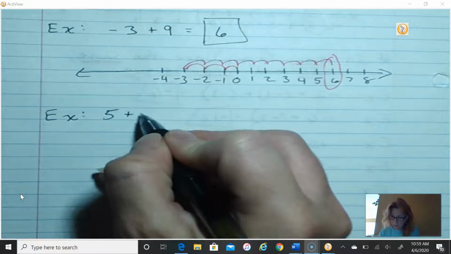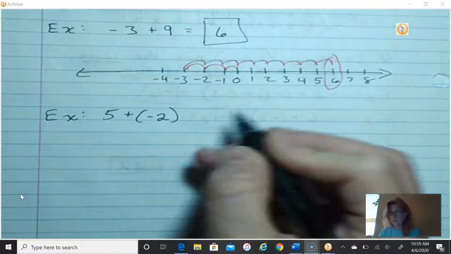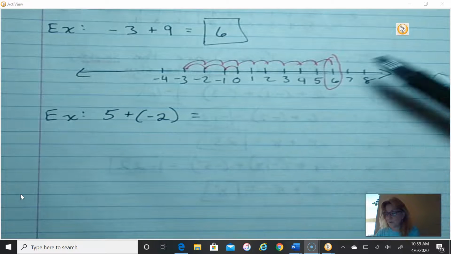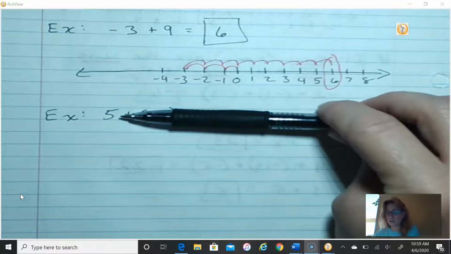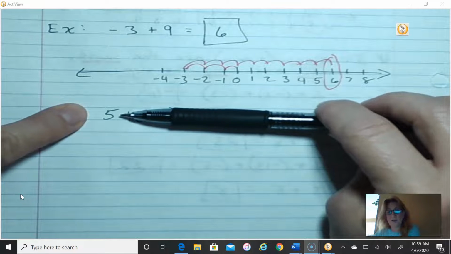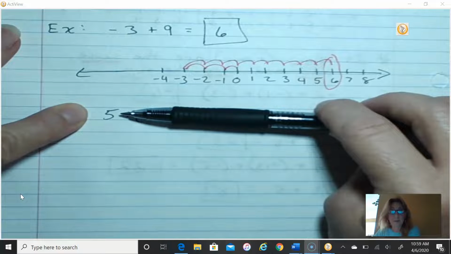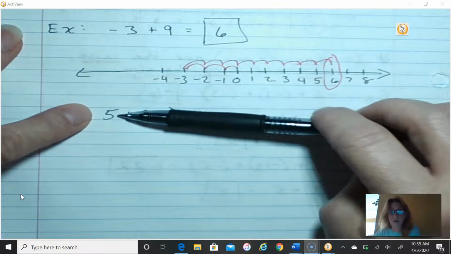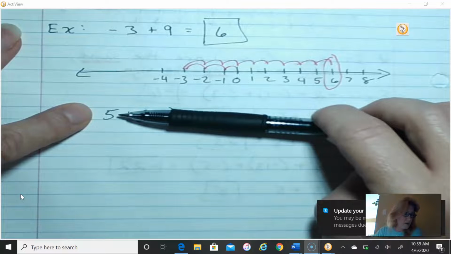All right, 5 plus negative 2. Guys, that's a positive 5. Again, notice there's no sign before that 5, so that makes it positive. Now, if there's a negative there, like that 3, then it'd be negative, but no sign means positive.